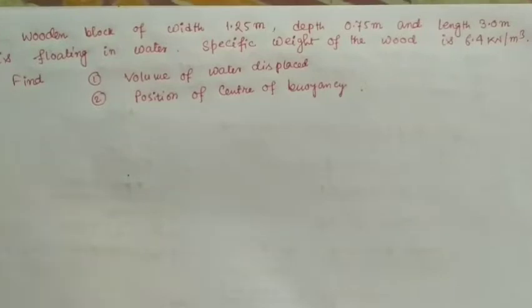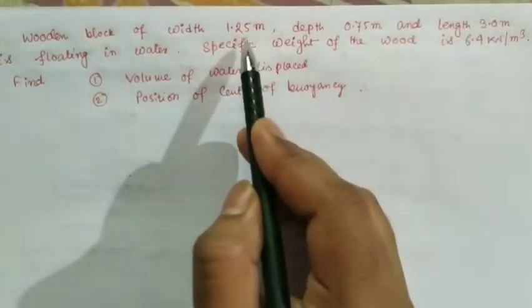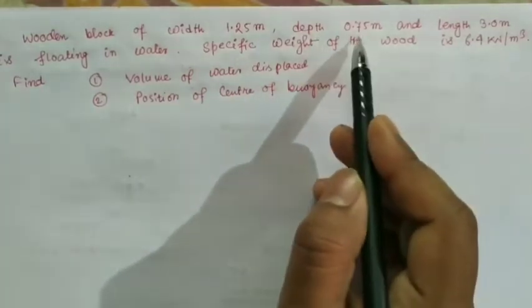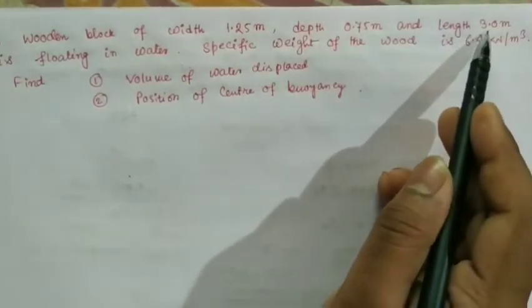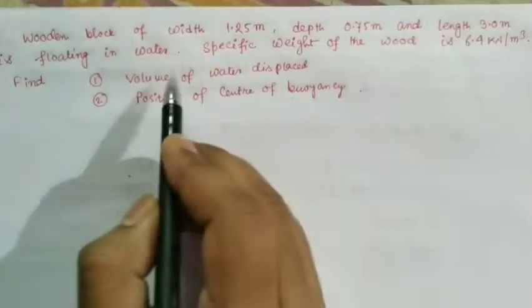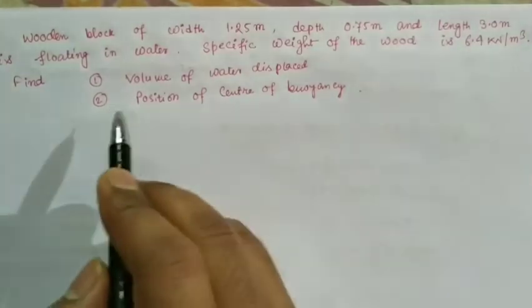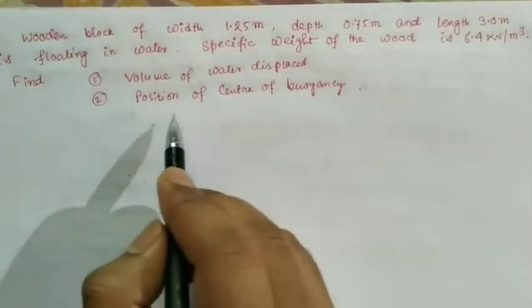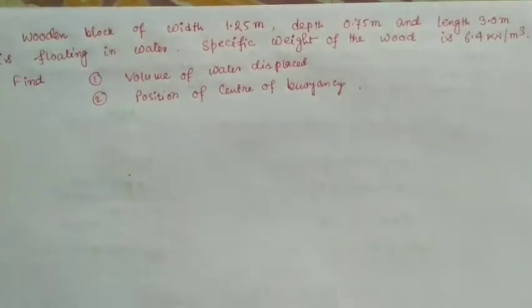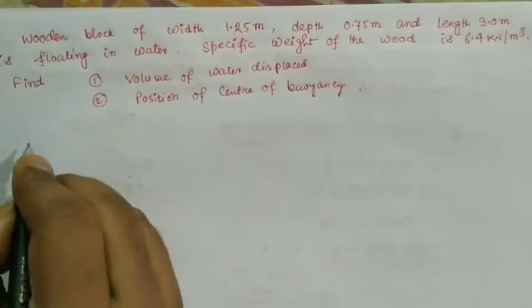Having another example, look at the question I have written. A wooden block of width 1.25 meter, depth 0.7 meter, and length 3 meter is floating in water. The specific weight of the wood is 6.4 kilonewton per meter cube. You have to find the volume of the water displaced and the position of the center of buoyancy. So now look, what are the data given in the question?